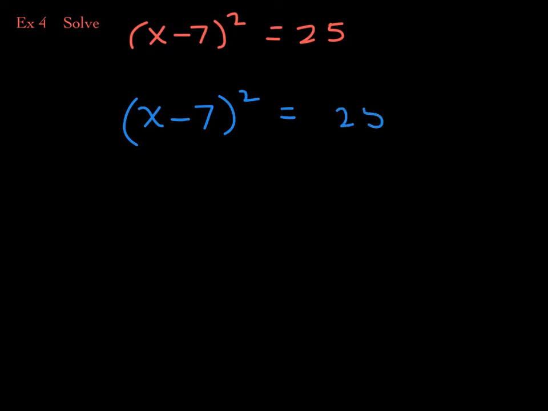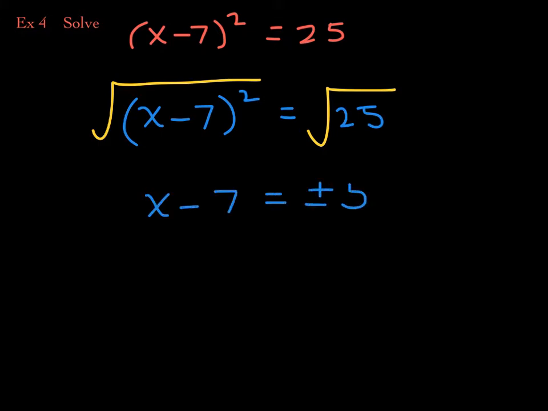So I'll take the square root of the left-hand side. Now the square root of something being squared is just going to give you the base. So x minus 7 is all you have. Don't forget, plus or minus 5.